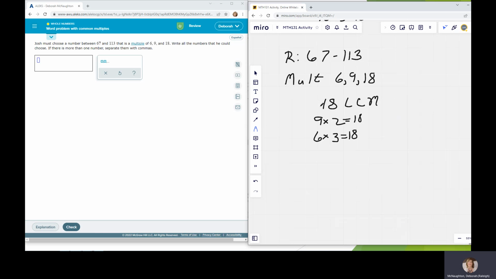Now to find other common multiples, they're all going to be multiples of 18. So our first one is 18. Our next one is 36, which is 18 times 2. 18 times 3 is 54. 18 times 4 is 72. I need a calculator to do these. You guys can use calculators, by the way. I want to make sure I'm doing the right numbers.